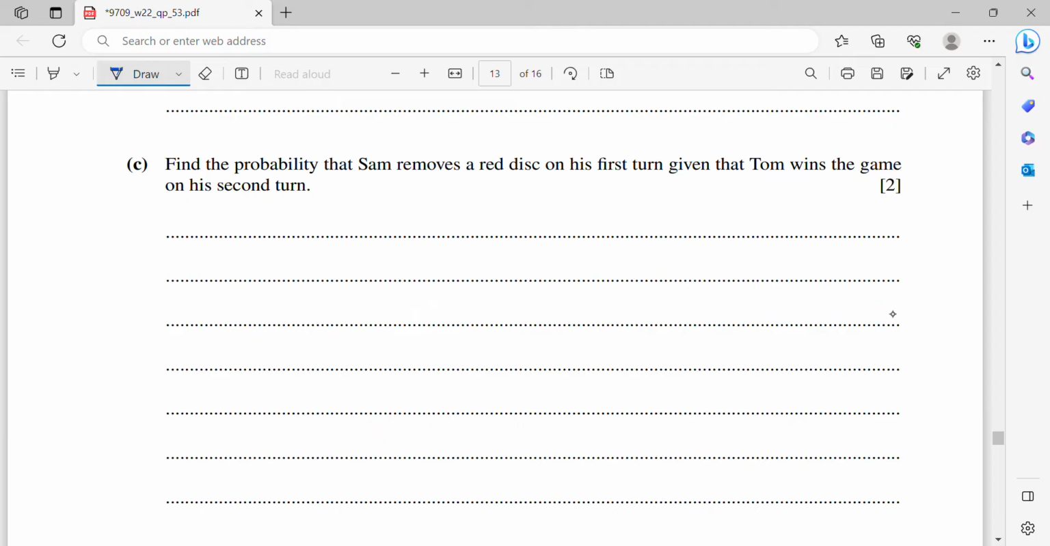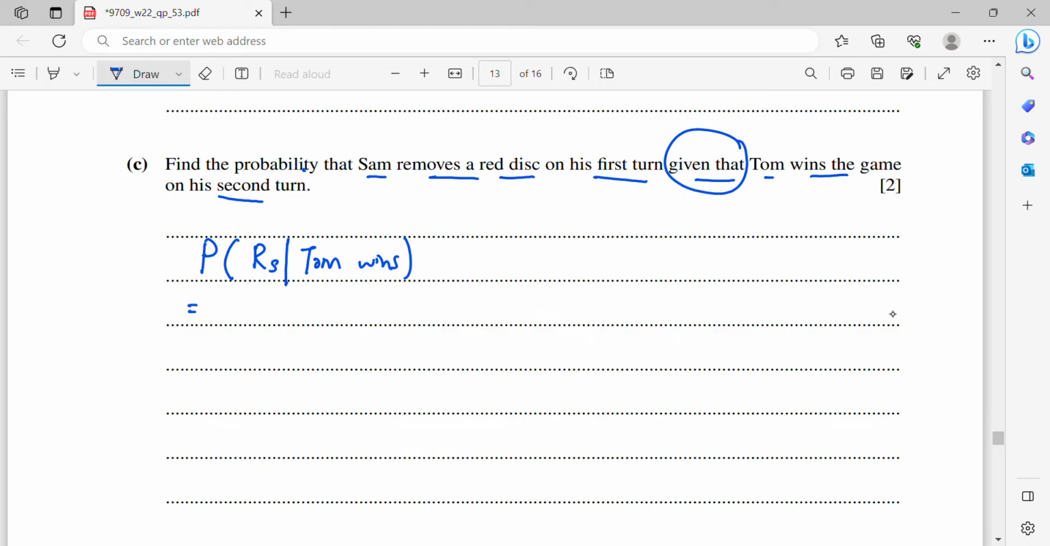Okay, part C. Find the probability that Sam removes a red disk on his first turn, given that Tom wins the game on his second turn. Okay, because of the "given that", this is conditional probability, which means now you need to count P. Sam removes the first disk, given that Tom wins.